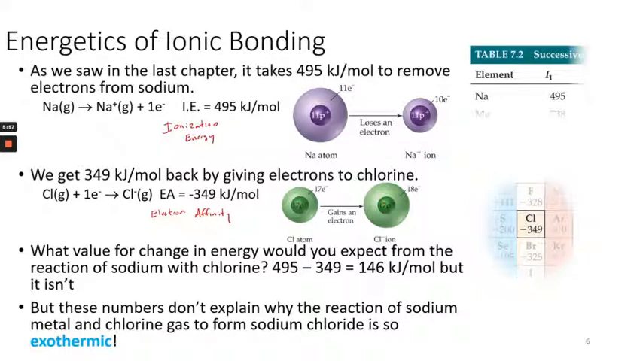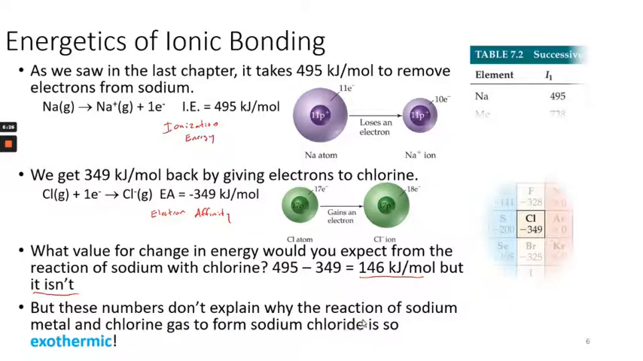So what value for the change in energy would you expect for a reaction with sodium and chlorine? Well, you would expect that you take the energy you have to put in to remove the electron from sodium and then combine it with the energy that's released when chlorine takes that electron in, and you would get 146 kilojoules per mole. But this is not the energy of the ionic bond, okay?